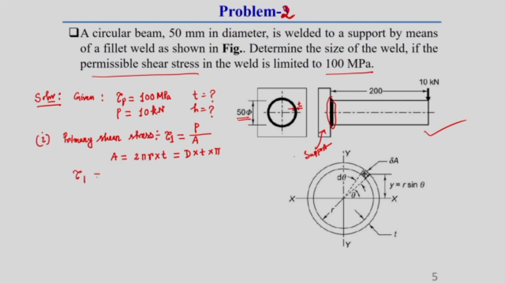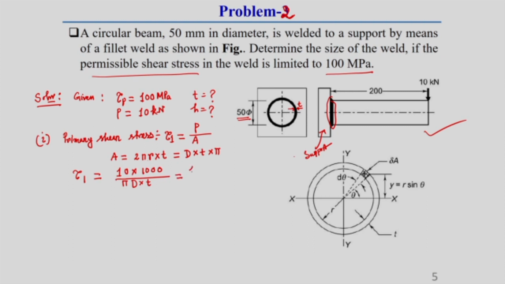So, what should be the primary shear stress here? P is given as 10 kilonewton. So, 10 into 1000 Newton divided by pi into diameter of this shaft, because we have to consider the cross sectional area of weld. This you should keep in mind. Whatever the total weld is there, that total weld cross sectional area we have to consider. That is why pi d is the periphery of this weld. Once we multiply it with this throat thickness T, we will get the total throat cross sectional area.